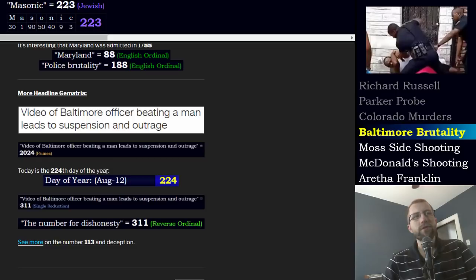This was another news story that came out on the 224th day of the year. And just like the story about NASA's Parker probe, the headline had gematria of 2024, right? So once again being attributed through the date numerology.